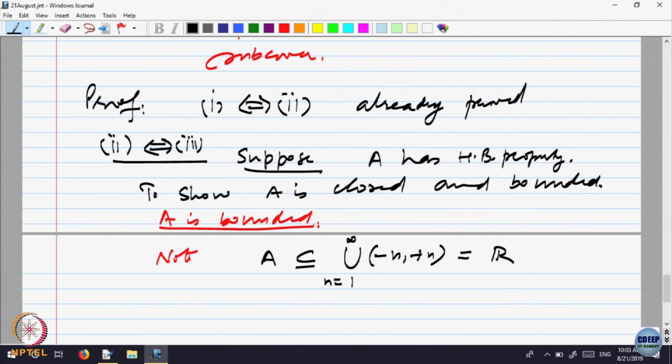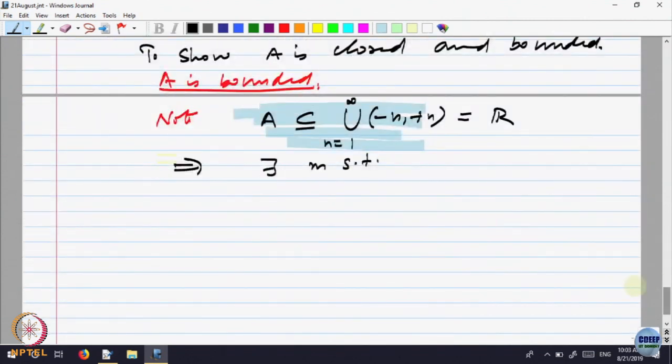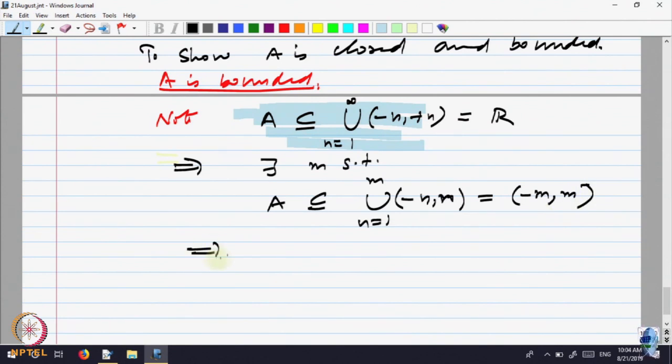So, what we have done is we are given a covering of R and hence it is a covering of A also. But now, this being a covering of A and all elements being open intervals, so open sets, it is an open covering of A. So, by the Heine-Borel property, it must have a finite subcover. So, let us apply that. This implies there exists some m such that A is a subset of the union of minus n to plus n, n equal to 1 to m, that is nothing but minus m to plus m, which implies A is bounded.